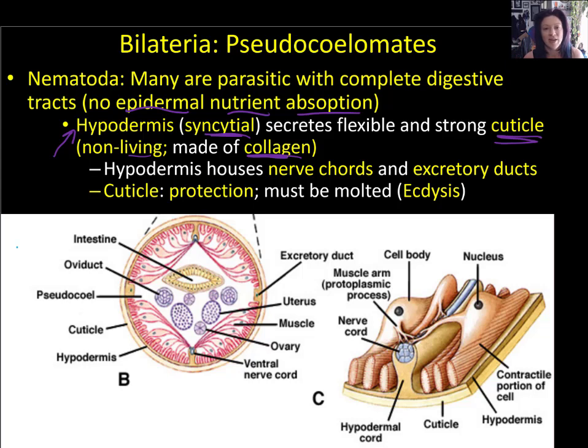This is a process called ecdysis, or molting. It's a more common term for it. We're going to discuss how ecdysis actually happens at the beginning of part 2 of this lecture. But for now, know that nematodes are one of the groups who have to molt their non-living protective layer and regrow a new one every time they get larger in size.